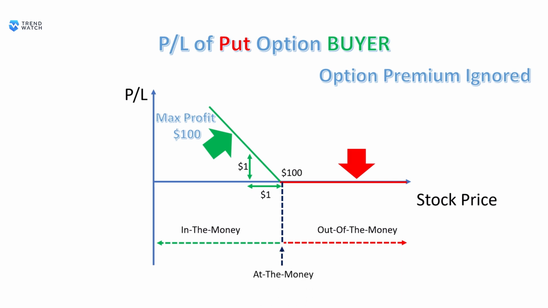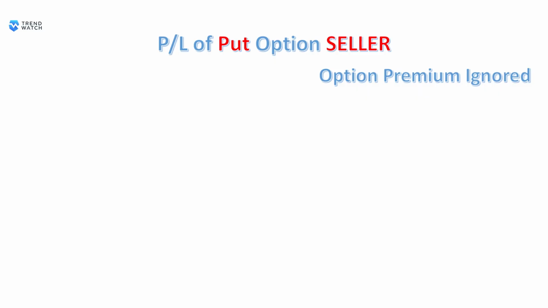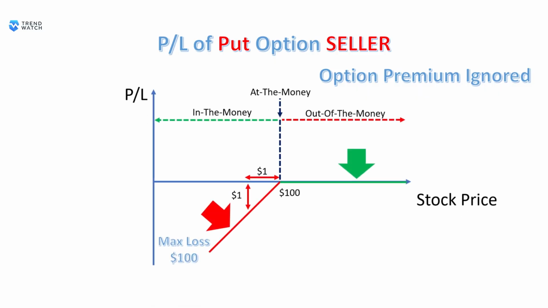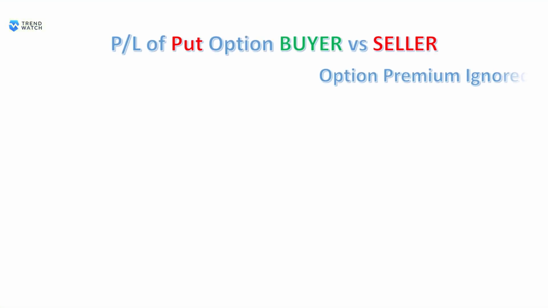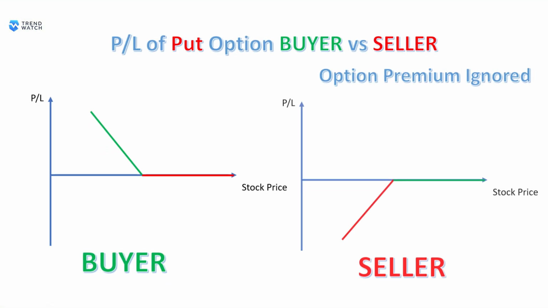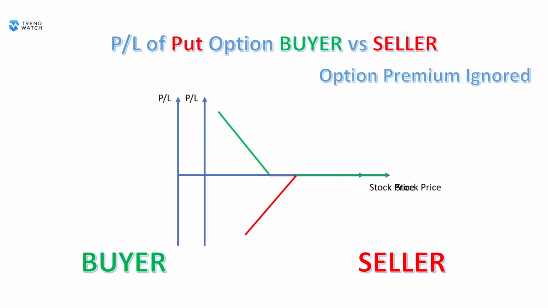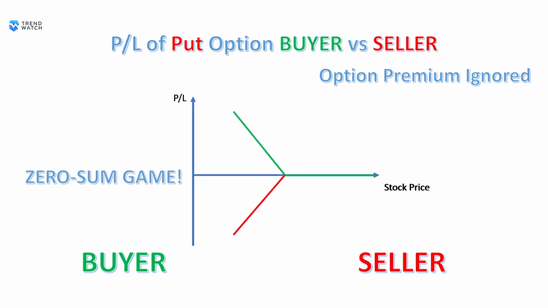The expiration profit and loss curve pivots at the strike price, which is the at the money level. One side from this point expires with profit, while the other side expires worthless. Similarly, we can then derive the profit and loss curve for the put option seller. We can see that the profit and loss for buyer and seller mirror each other for a put option, just like what has been described for a call option earlier.